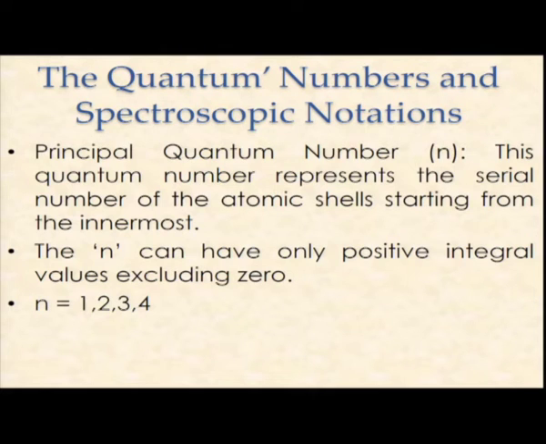Coming to the principal quantum number. This principal quantum number represents the serial number of atomic shells starting from the innermost. So n can have only positive integer values excluding 0, like 1, 2, 3. The names for the shells for these principal quantum numbers will be K shell, L shell, M shell, N shell. So the principal quantum number is used to represent the electronic shells.